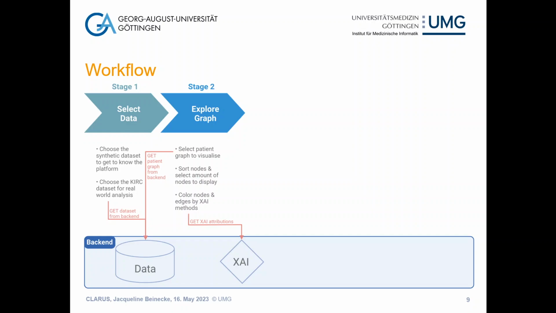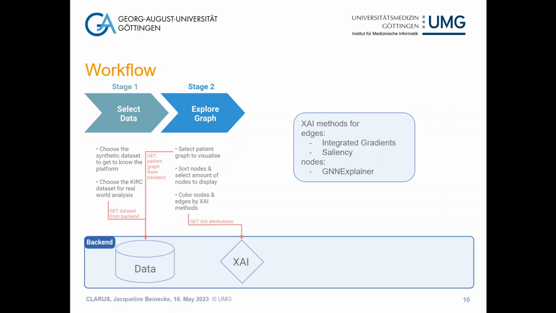After selecting the data set, you can explore the graph by selecting which graph you want to visualize and then sorting the nodes and selecting how many nodes you want to display. Because I think one graph has 1,900 nodes, and if you want to see all of them, you can't really see anything anymore. The nodes and edges are also colored by XAI methods, so the darker the node or the darker the edge, the more important. Currently we have 3 XAI methods implemented: integrated gradients and saliency for the edge relevances and GNN explainer for the node relevances.